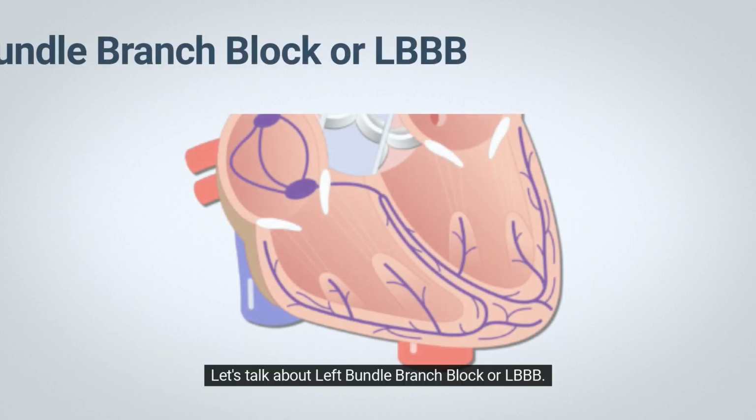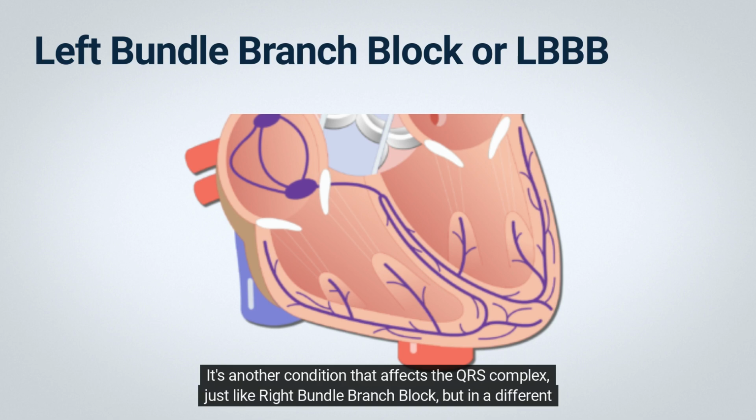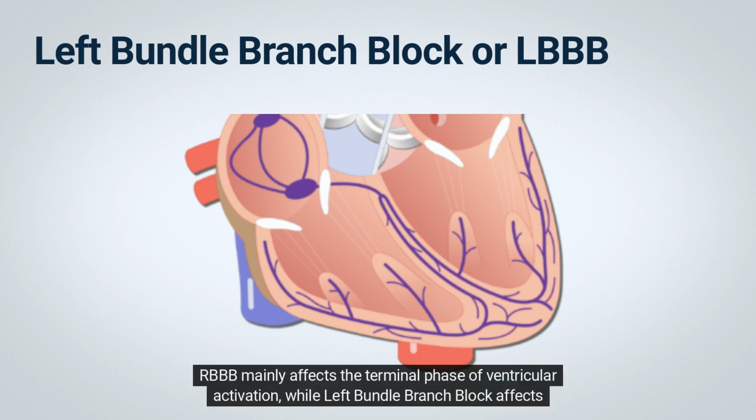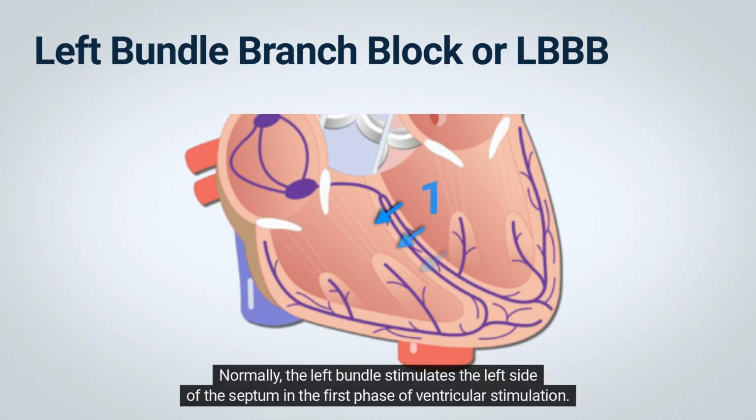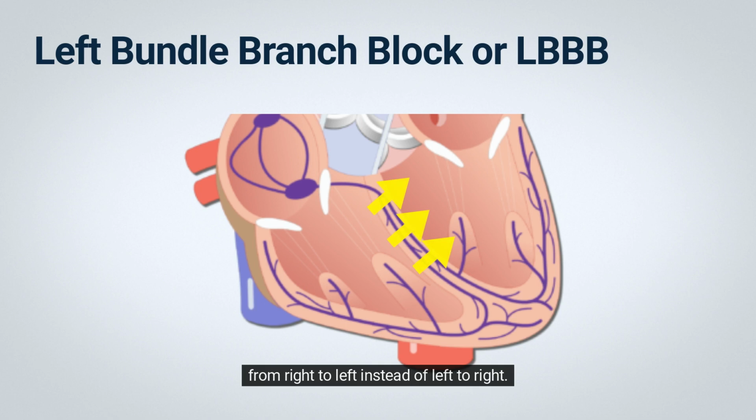Let's talk about left bundle branch block, or LBBB. It's another condition that affects the QRS complex, just like right bundle branch block, but in a different way. RBBB mainly affects the terminal phase of ventricular activation, while left bundle branch block affects the early phase. Normally, the left bundle stimulates the left side of the septum in the first phase of ventricular stimulation. However, with left bundle branch block, this normal pattern is blocked, causing the septum to depolarize from right to left instead of left to right.